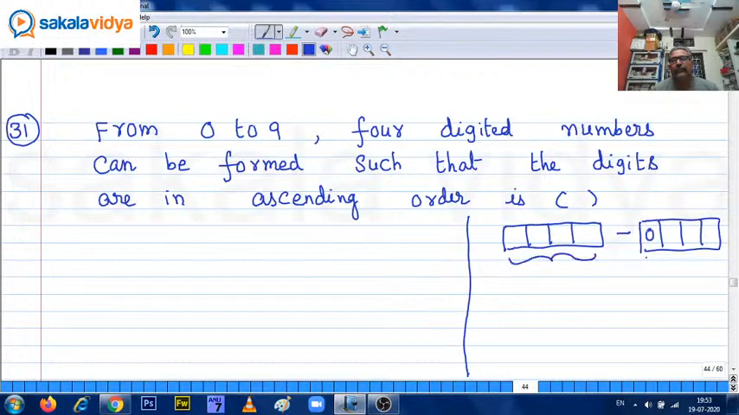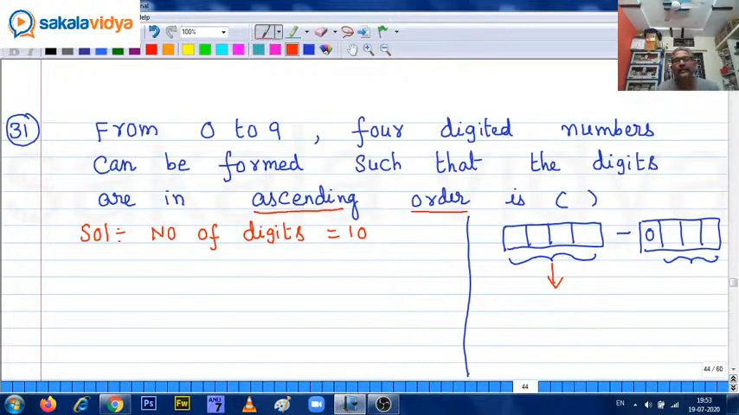Now we need to select these 4 places. We need to select these 3 places. Here 0 is actually fixed. Actually 0 to 9 means total how many? Let us write. Number of digits is equal to 0 to 9, which means 10. Now the important thing is ascending order. Ascending order means only one way, small to big, or least to greatest. So that can be done. 4 places need to be filled with 10 digits. That means 4 numbers are to be selected.